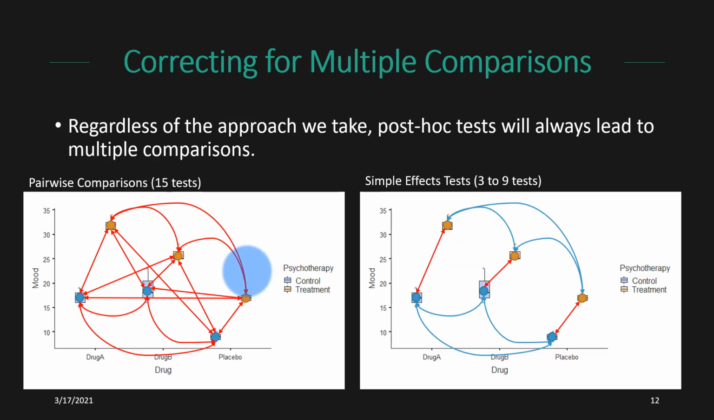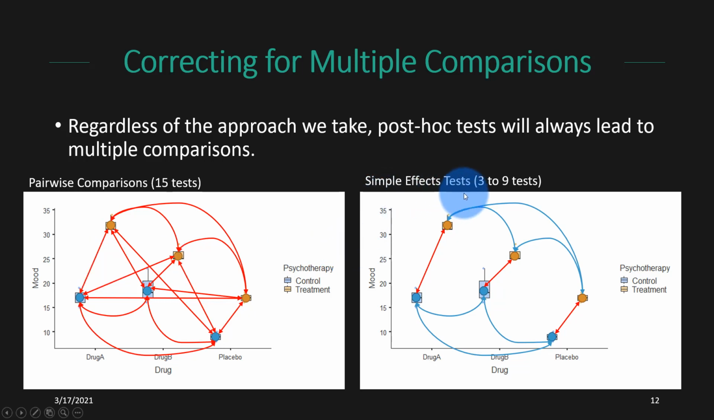All right, so now we can talk about correcting for multiple comparisons, because regardless of the approach we take, post-hoc tests will always lead to multiple comparisons, right? So in this example where we did pairwise comparisons, there's 15 total tests that we run here if we want to compare everything to everything else, right? If you add up all those red lines, which each represent an independent samples t-test, there's 15 total tests.